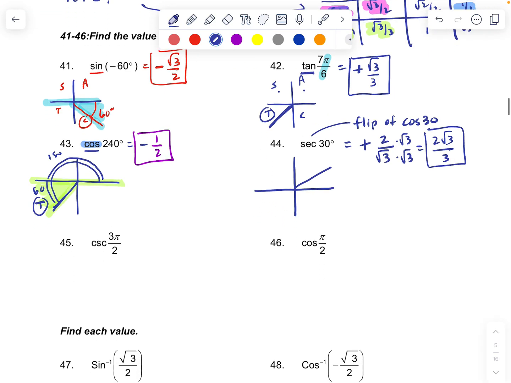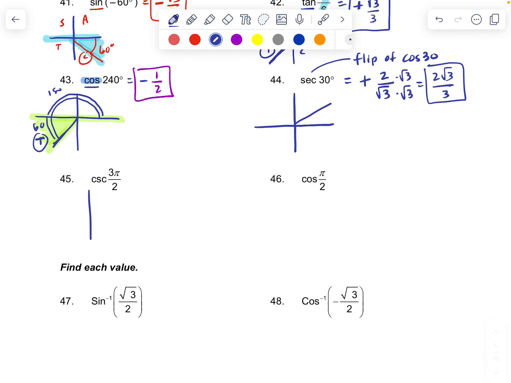All right, cosecant of 3 pi over 2. Okay, so 3 pi over 2 is down here. I'm not in a quadrant. I'm at the point (0, -1).